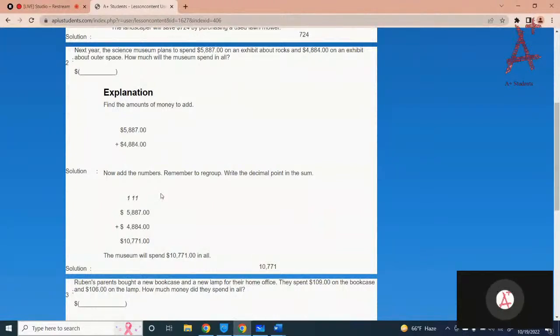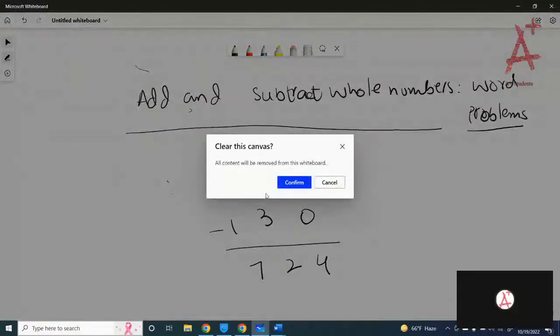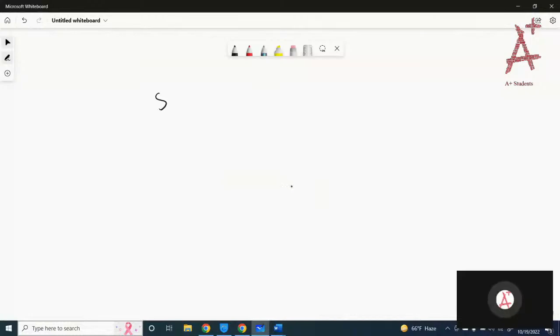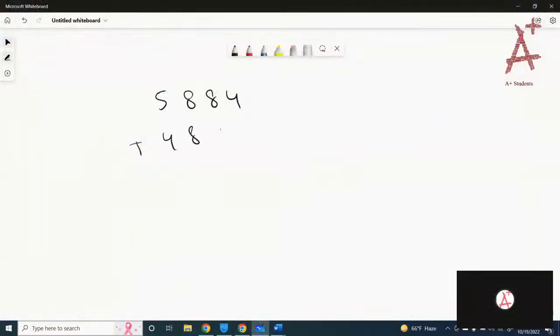Okay, next, the Science Museum plans to spend 5,887 on an exhibit about rocks and 4,884 on an exhibit about outer space. How much money will the museum use in all? That means you have to add them, and the numbers are 5,887 and 4,884. Let's just add them. Okay, so you just need to add the numbers.